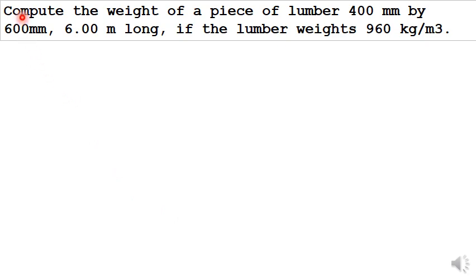Okay, let's try another problem. Compute the weight of a piece of lumber 400 mm by 600 mm, 6 meters long, if the lumber weighs 960 kilograms per cubic meter.